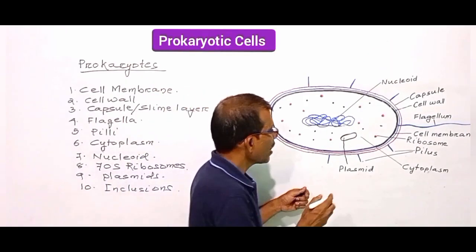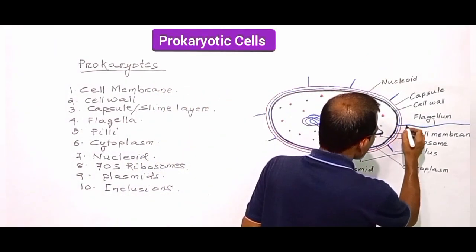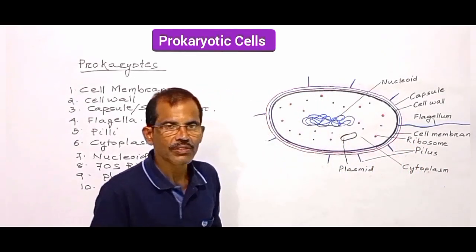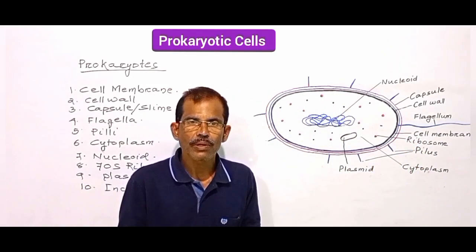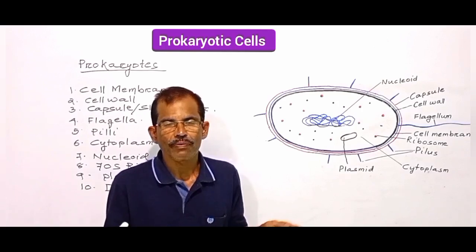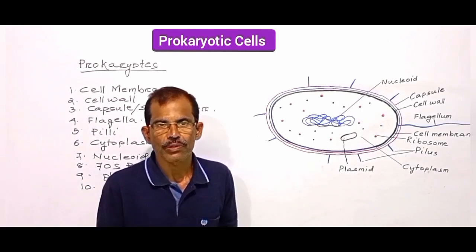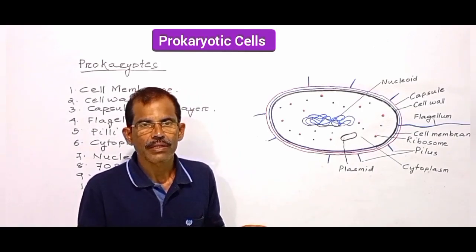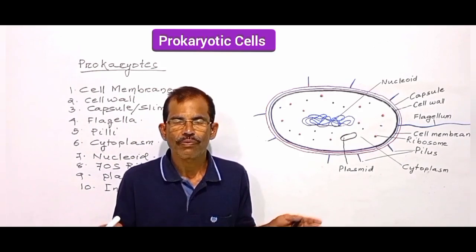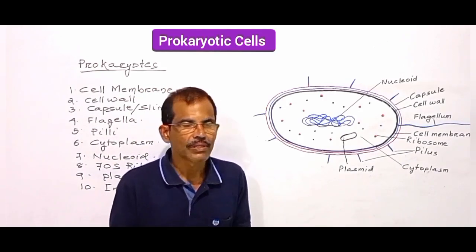Many bacteria have one or more whip-like locomotory appendages known as flagella. Singular is flagellum. The main function of flagella is locomotion. In different bacteria, the number and the distribution of flagella varies.